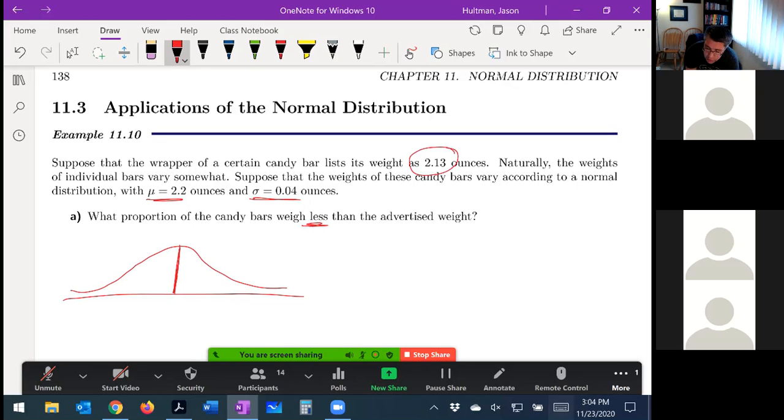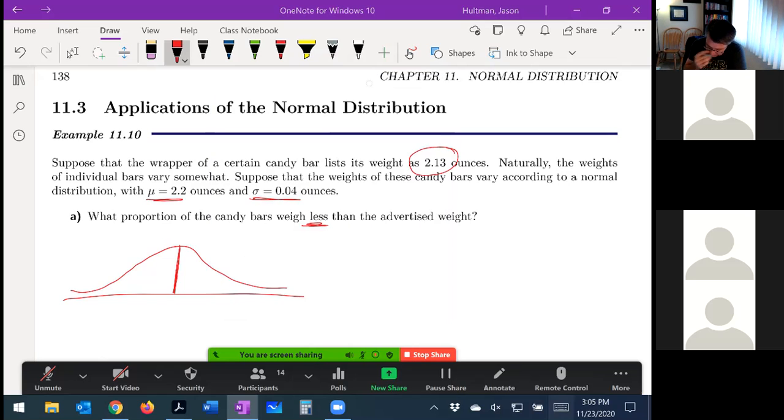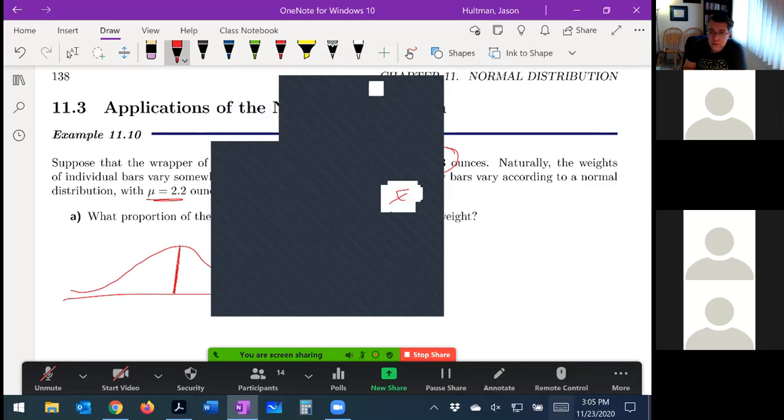What does mu mean? I mean, the answer is in the question. Mu is the mean. Sigma is the standard deviation. It's actually the mean of the population. So X bar is the mean of the sample.